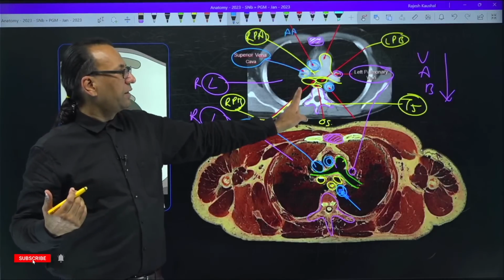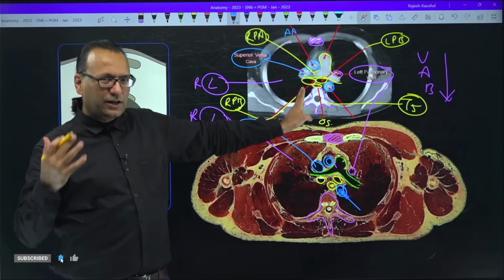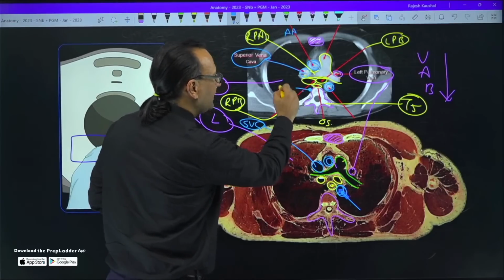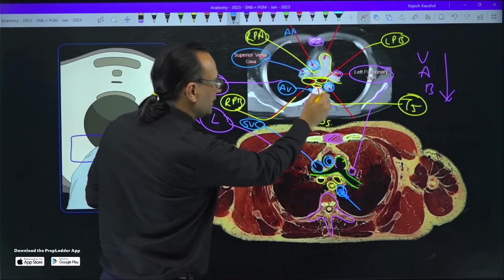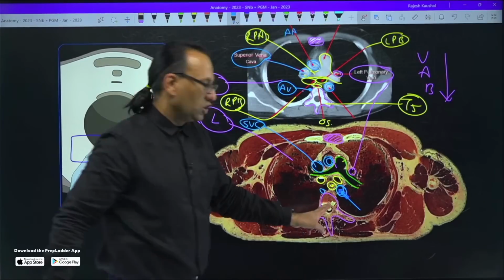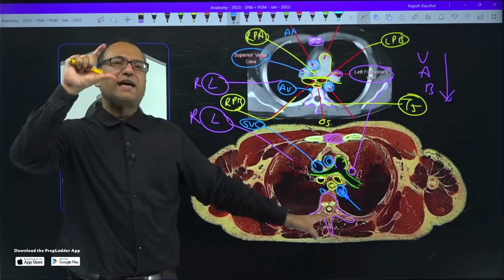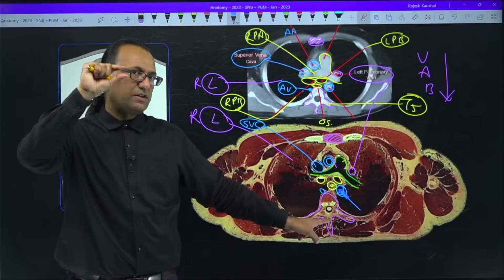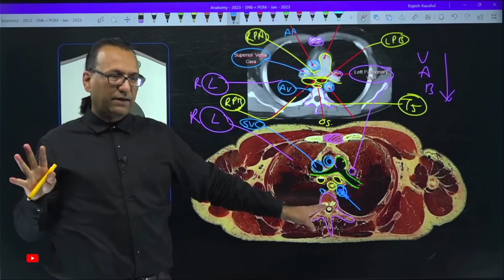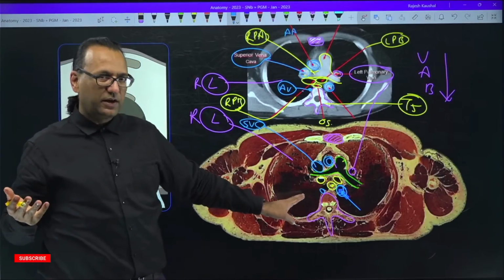In relation with the vertebra to the right side, and instead of inferior vena cava, if you find a vessel here, there will be azygous vein actually. So any vessel which you find here in relation with the vertebra, first of all, azygous vein is smaller. Inferior vena cava is large lumen, small lumen, large lumen. So first of all, it is not inferior vena cava at the level of lung. Most of the time it is not.